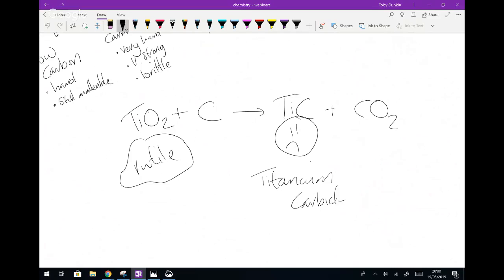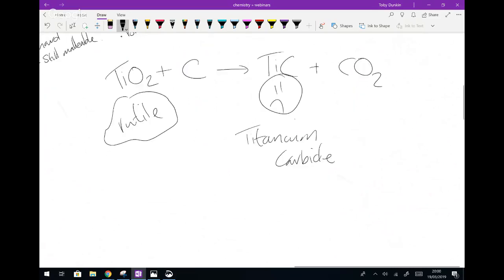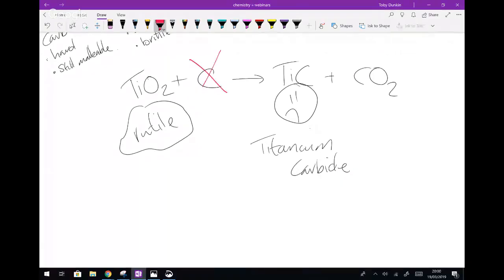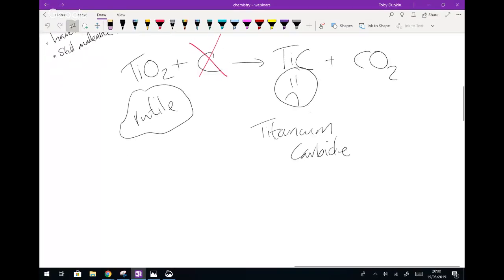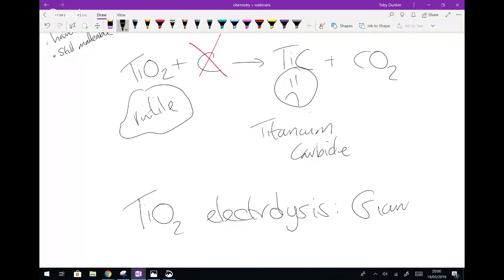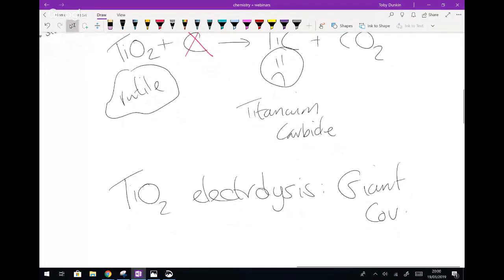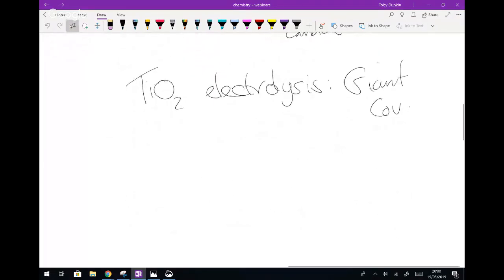The next thing is now, because we can't use carbon reduction, that's out the window, we now have to switch to electrolysis. You can't use electrolysis. The reason being is it's not ionic. It's giant covalent. So it won't conduct electricity, which is a nightmare. So I can't run electrolysis either. So I have to do the Kroll process.